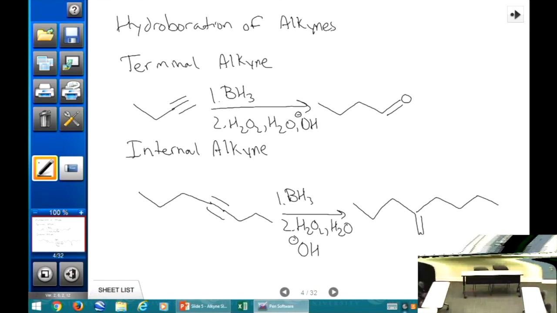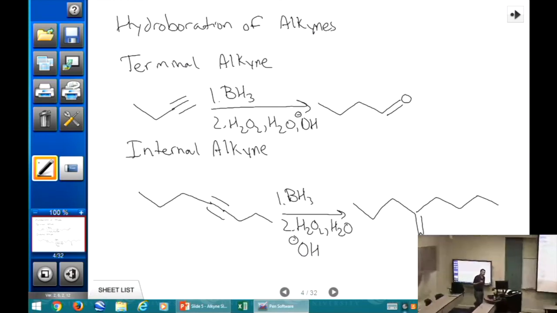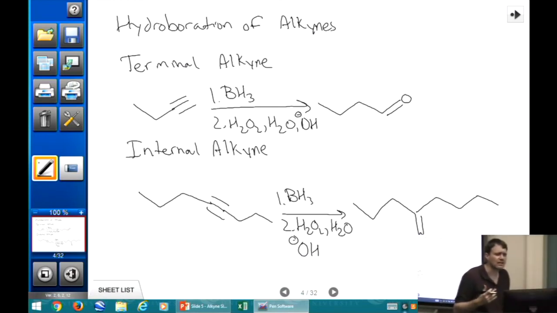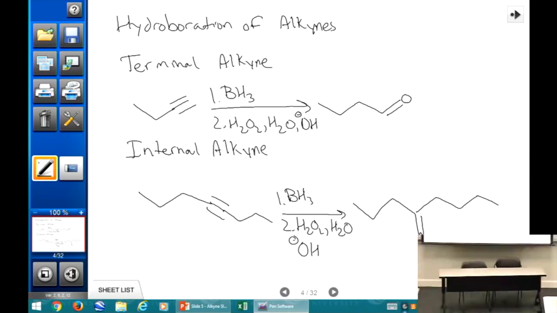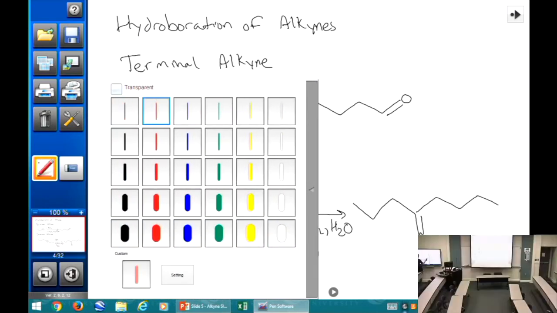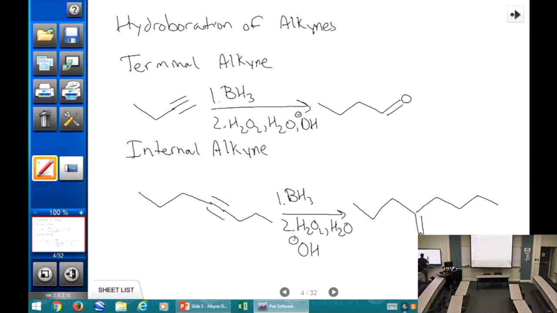Right. The same rule, so hydroboration for an alkene is anti-Markovnikov. You're going to put your oxygen on the least substituted carbon. The same holds true for alkynes. Like in the terminal alkyne, you're going to put your oxygen here on the end, because it has no substituents, it only has a hydrogen, versus the other side which has carbon. So you're going to put that oxygen on the least substituted carbon.